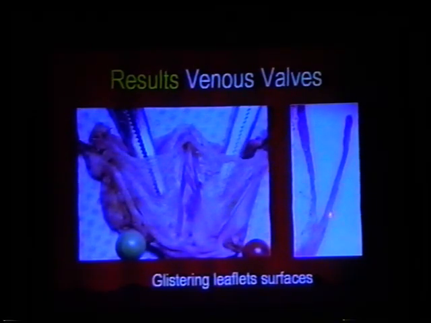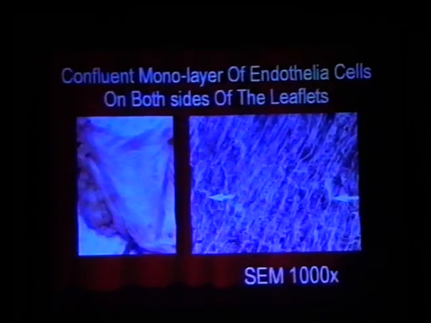Here's the wall of the vein. Here's what used to be a piece of SIS, and it's covered by endothelium. So this is currently in clinical trials in South America, and it's delivered obviously by a catheter. There's the endothelial cells that look like it.